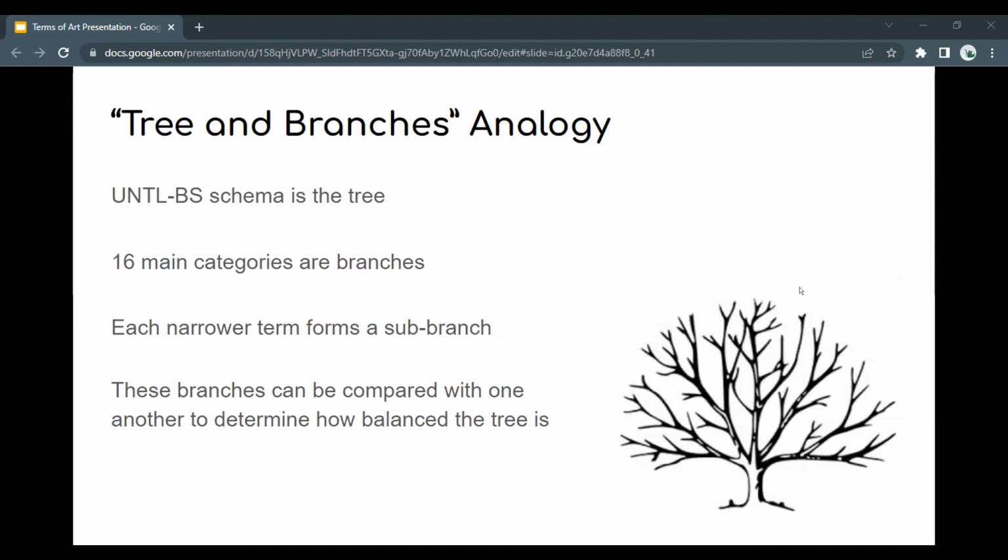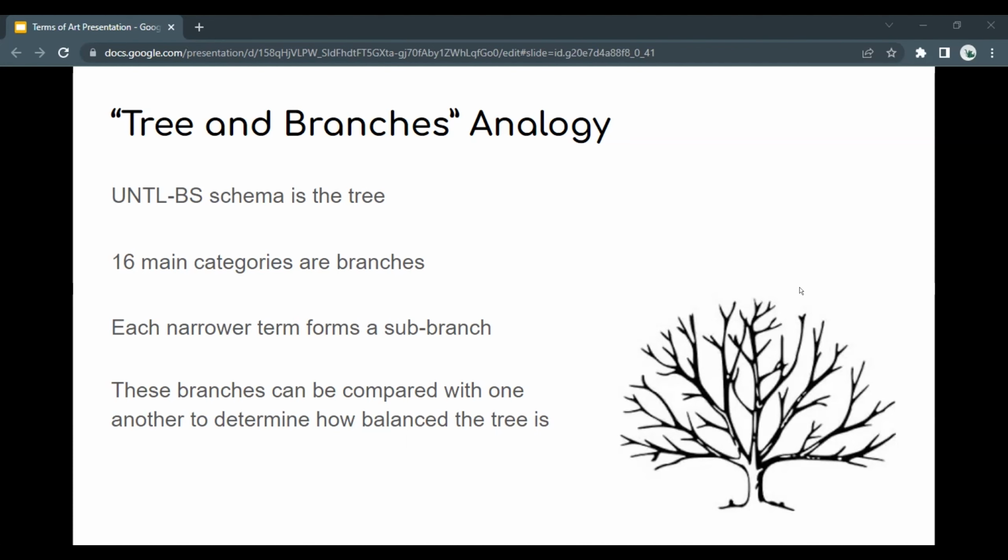Many of the steps that I took while executing this project involved some highly theoretical and speculative ways of dealing with the schema and its contents. So it became very useful for me to adopt a concrete analogy for thinking about the UNTL-BS terms. So I imagine the entire schema throughout this process as a tree.